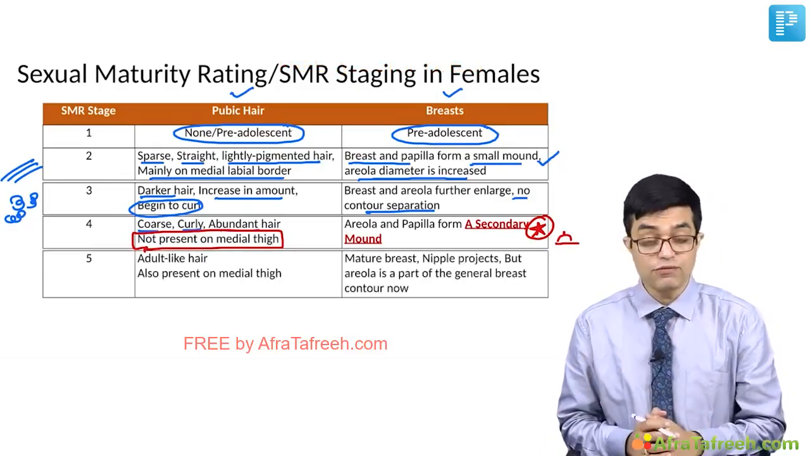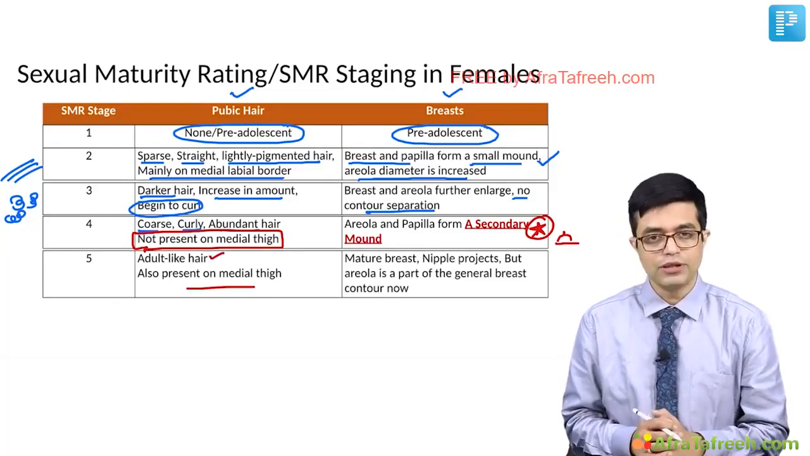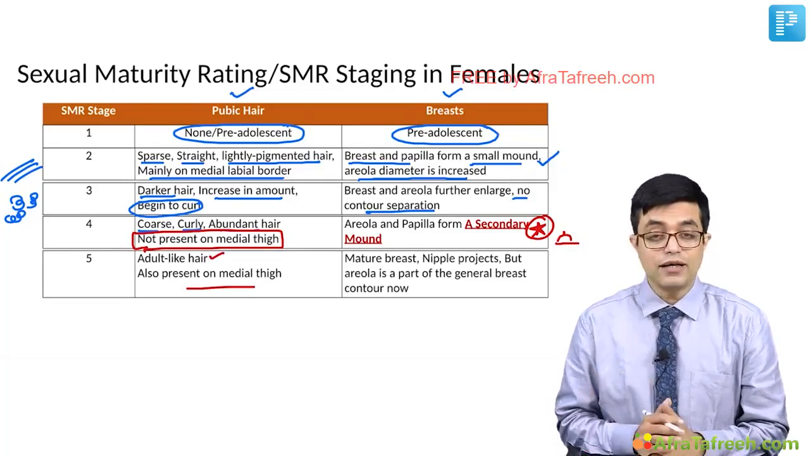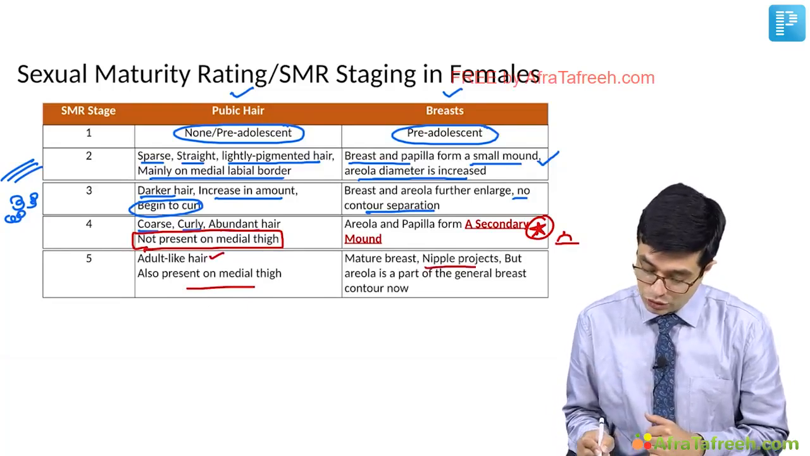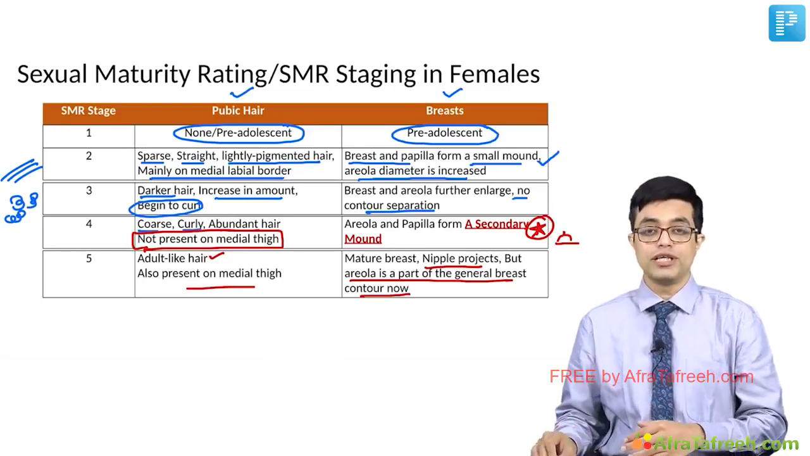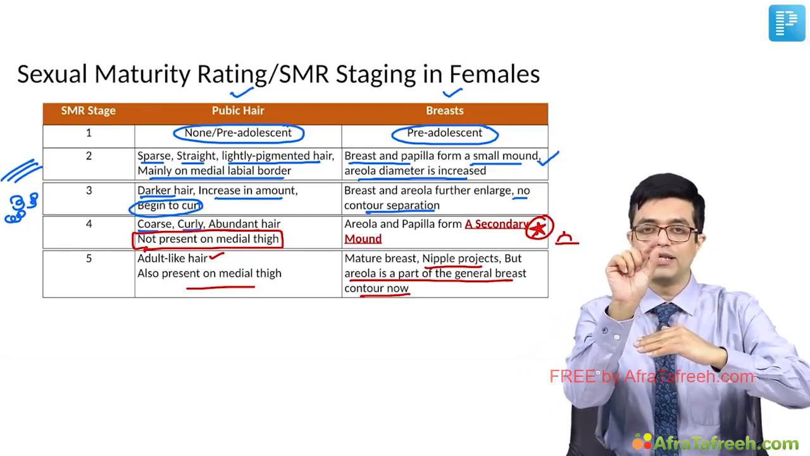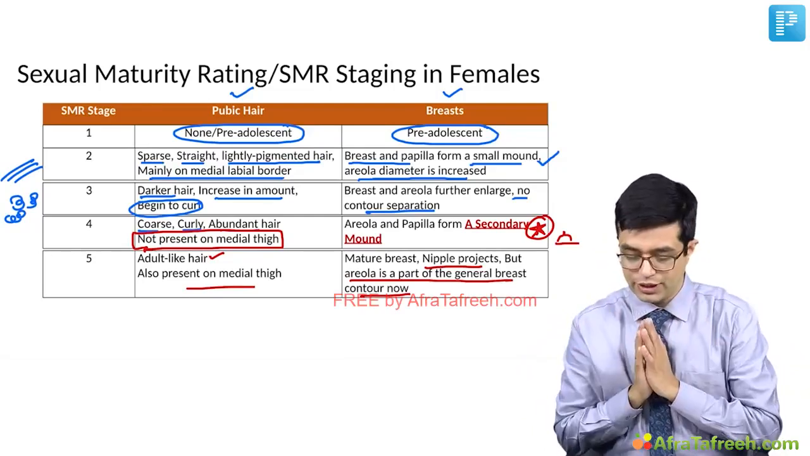And finally, we have stage 5, where adult-like hair is present and it is also present on the medial thigh. Adult breast, the nipple projects, but the areola comes back to form the general breast contour. So in stage 4, it is projecting up. In stage 5, it settles down. Only the nipple remains, which is projecting upwards.